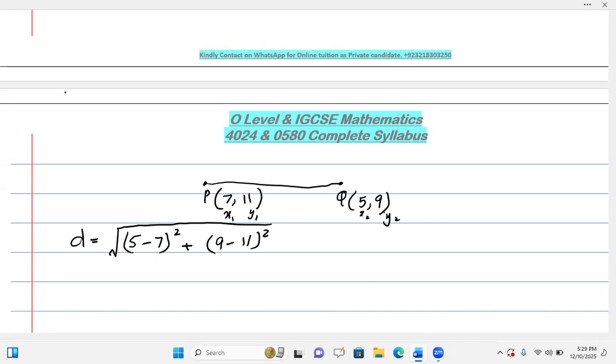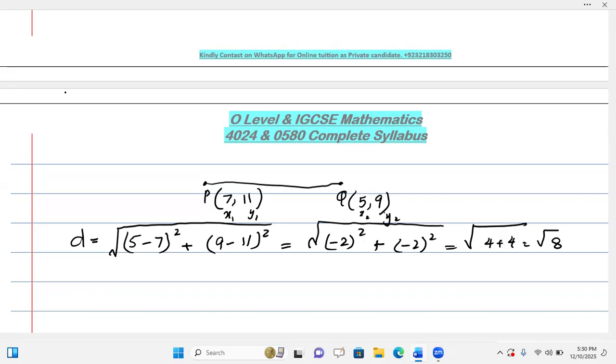So 5 minus 7 is equal to minus 2, whole square, plus 9 minus 11, again minus 2, whole square, taking the square root. 2 square is 4, 2 square is 4, so it is root of 4 plus 4, which is equal to root 8. This is the distance which I was expecting to calculate between P and Q.